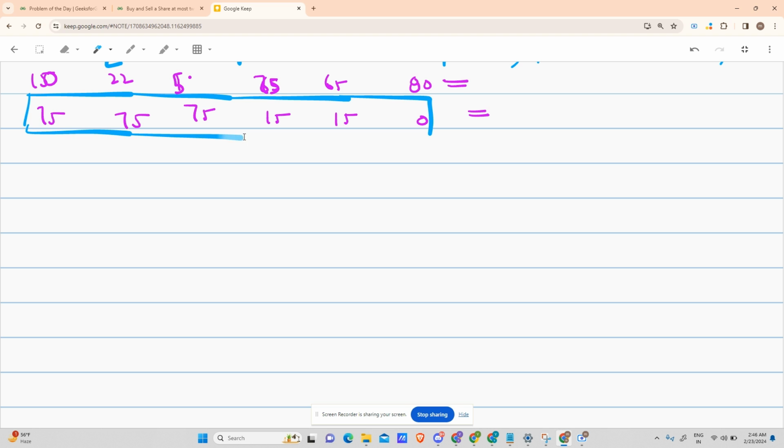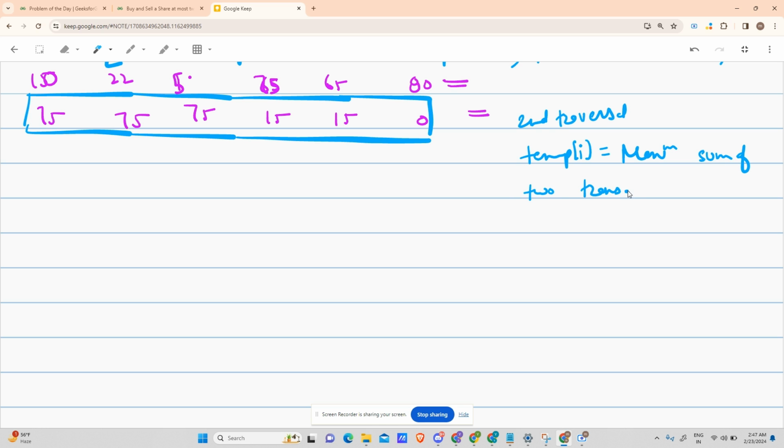What I will be doing now is making temp of I. This is for the second traversal. After this traversal, my temp of I will be storing the maximum sum of two transactions if the splitting point is I. I'm standing at the 0th index, right? I'm standing here, 0th index.